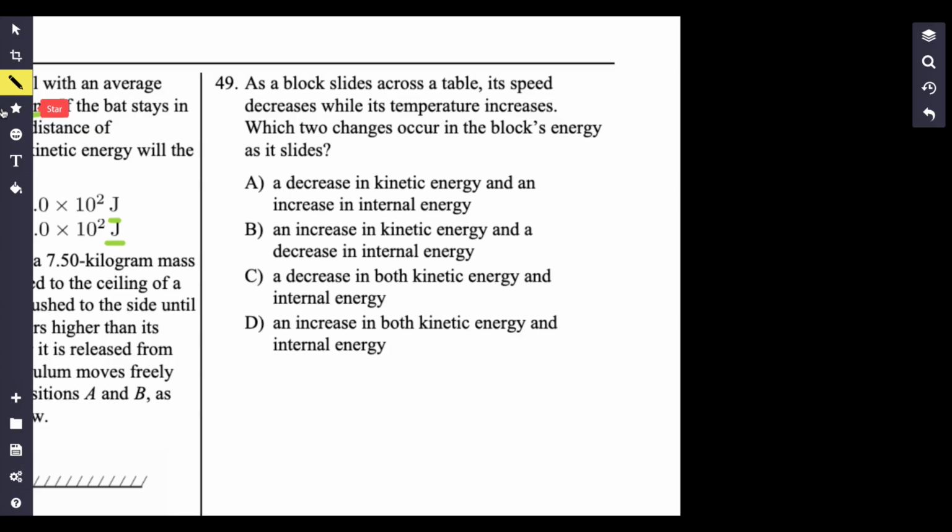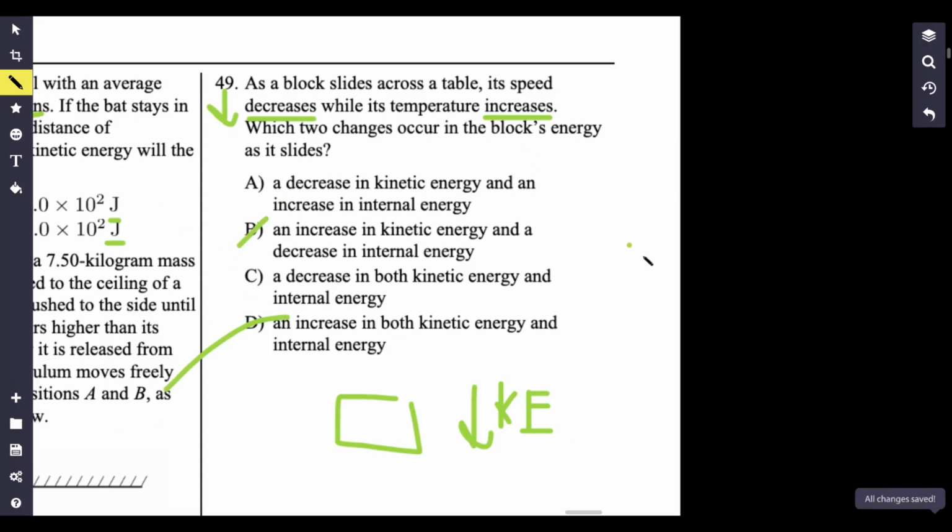Number 49: as a block slides across the table, the speed decreases and the temperature increases. What's the change? Well, if the speed is decreasing, that means this block has a lower kinetic energy. So I'm going to eliminate these two. Now, what's the internal energy?